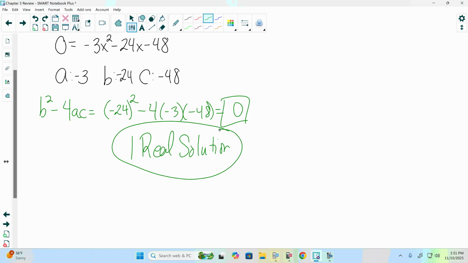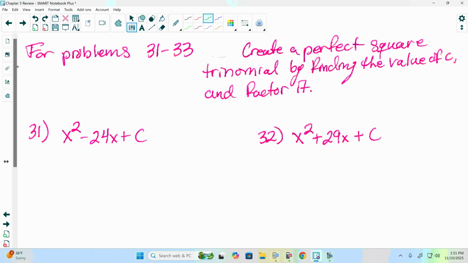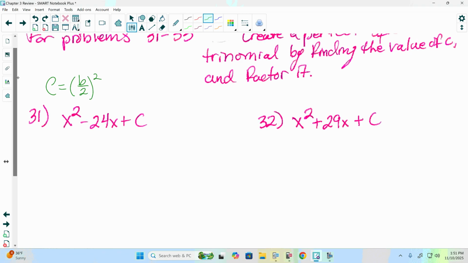Perfect square trinomials. We need to find the value of c that will make this a perfect square trinomial and factor it. So we look at 31. X squared minus 24x plus c. So we need to find c first. C is equal to b over 2 squared on all of these here. The number in front of x squared will be 1, so we don't have to worry about making it 1 because it'll already be 1.